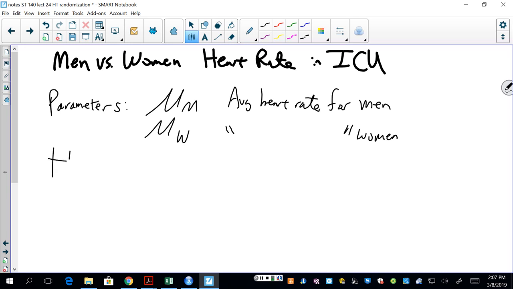And we want to set up a null hypothesis. And the null hypothesis usually means no difference. That kind of gives it away, doesn't it? We're going to say that the mean of the men is really equal to the mean of women. No difference.